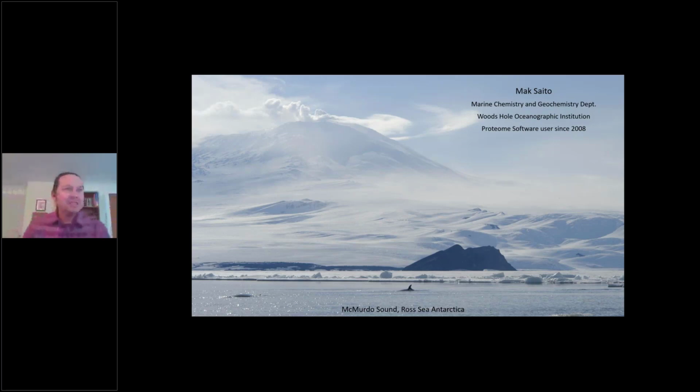Great. So yeah, thanks for the opportunity to speak today. As mentioned, I'm a scientist studying the oceans, and I went back and looked to see when I first started using Proteome software. It looks like about 12 years ago. This is a picture of one of the field environments we've been working on, McMurdo Sound of Antarctica. It's actually a really beautiful place with some whales here, and this is sea ice and Erebus volcano in the background.